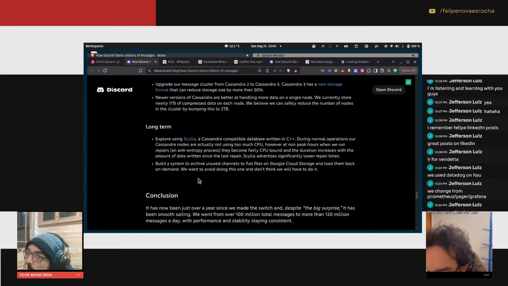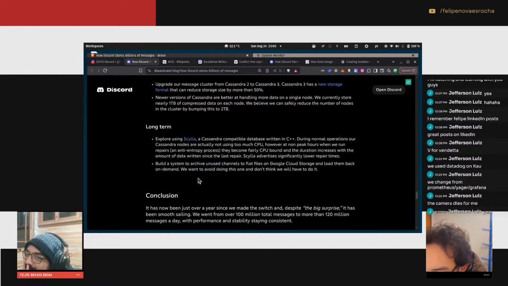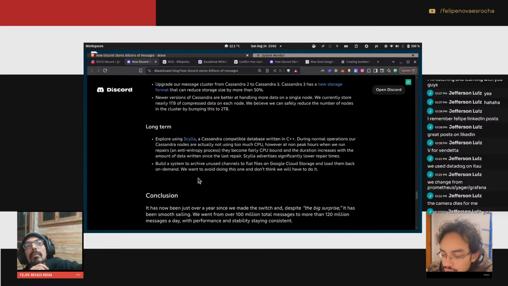Exploring using Scala, a Cassandra-compatible database written in C++. During normal operation, Cassandra nodes are actually not using too much CPU. However, at non-peak hours, when we run repairs, they become fairly CPU bound.